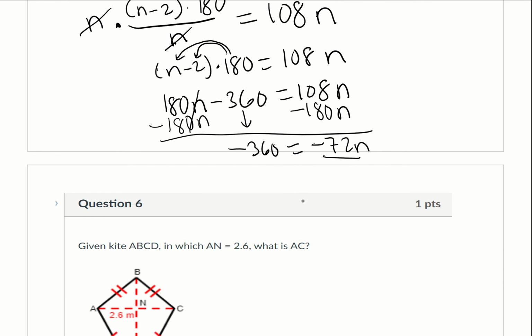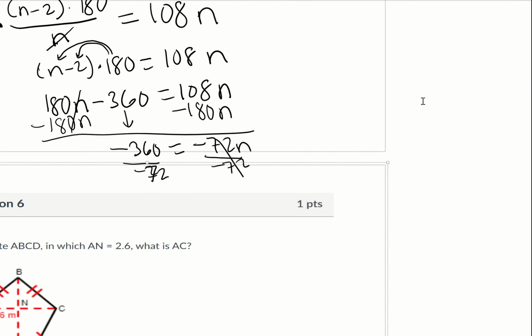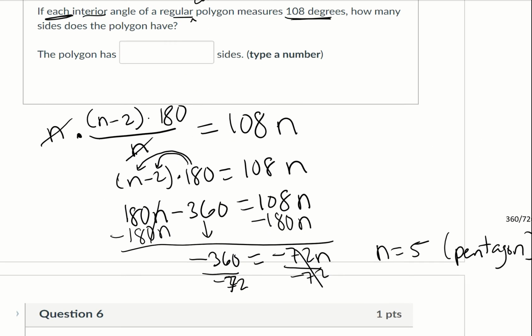And then we'll divide by negative 72 and see how many sides we have here. So we're going to do 360 divided by 72. And looks like it's going to be 5. So n equals 5. So that means we're looking at a pentagon with 5 sides.